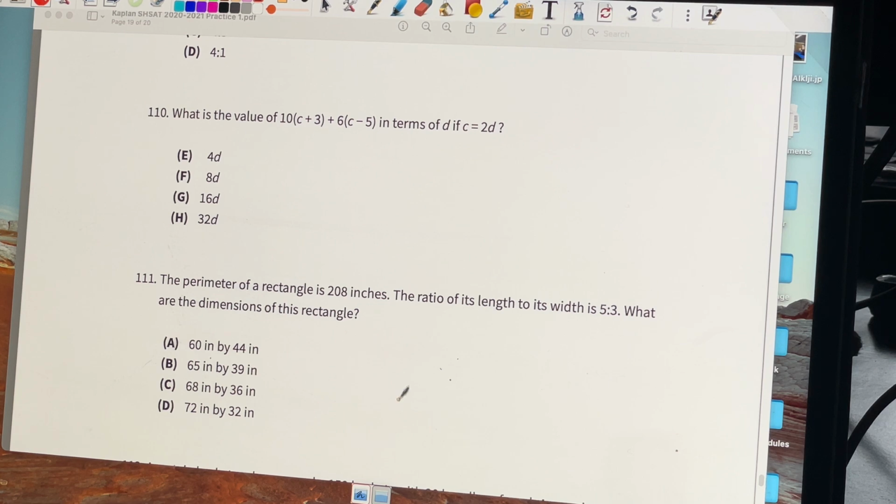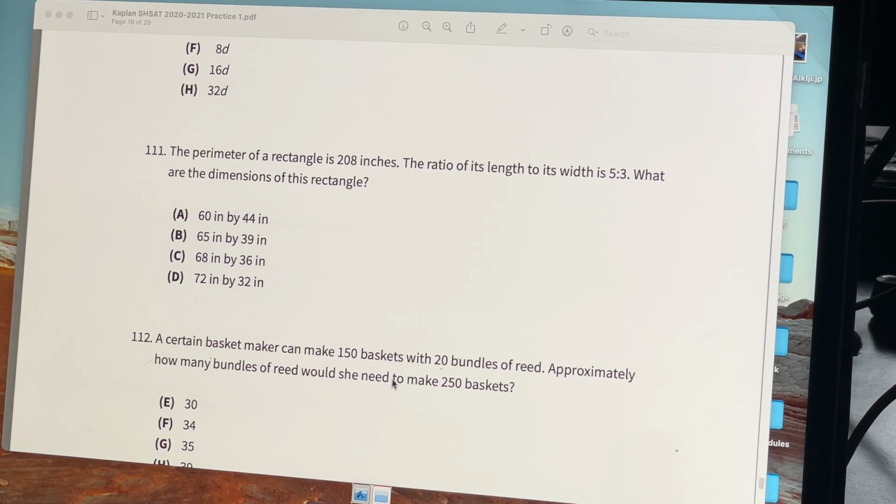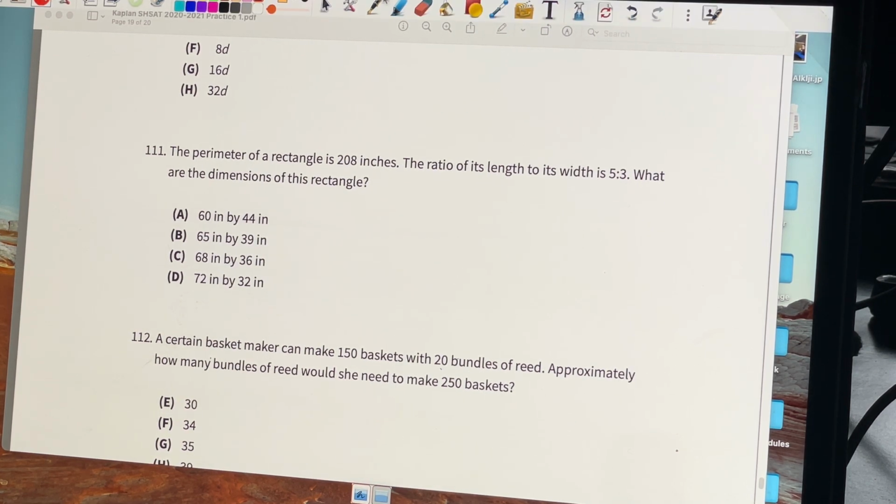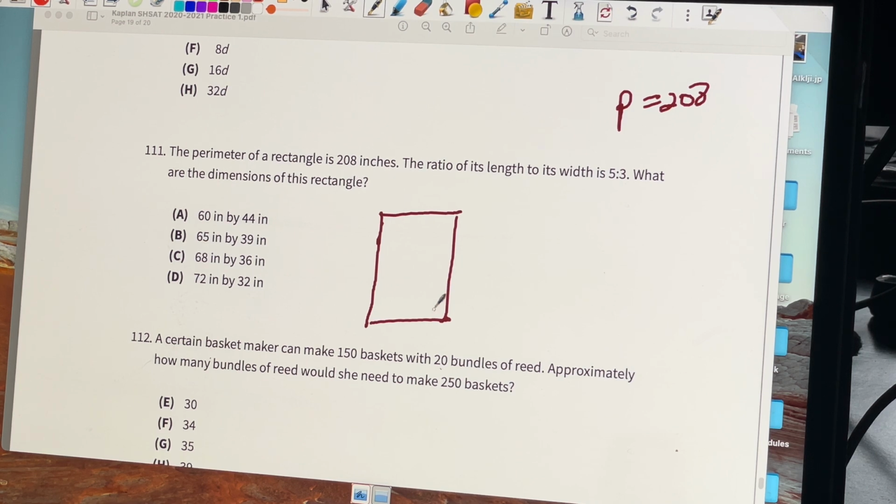Number 11, perimeter of a rectangle. We have a rectangle. The perimeter is 208. We know that the ratio of its length to its width is 5 to 3. The length, we call that 5x, and the width 3x. What are the dimensions of this rectangle?